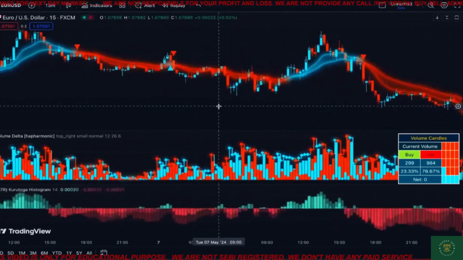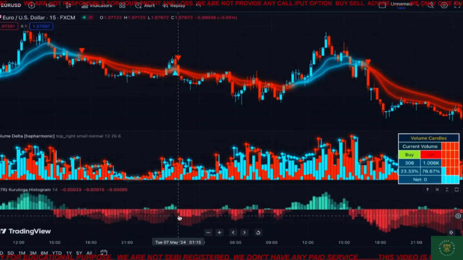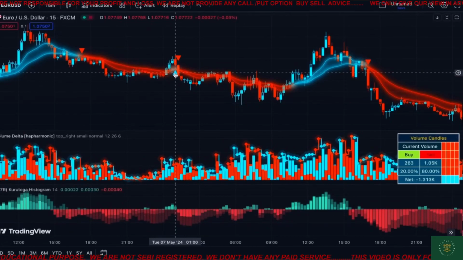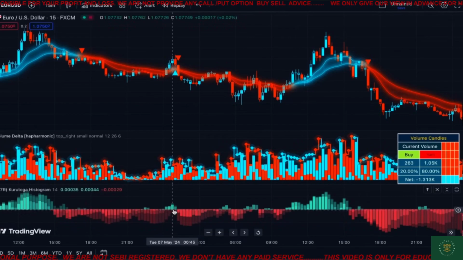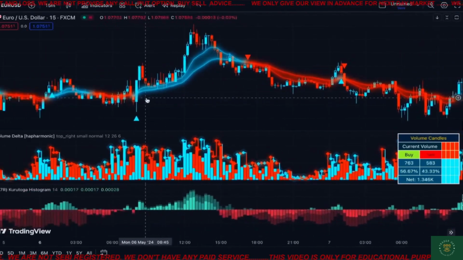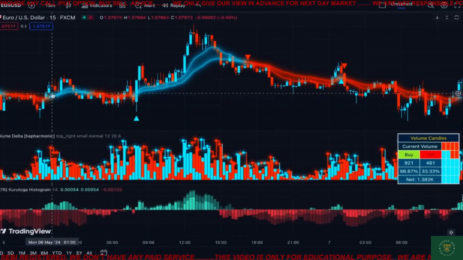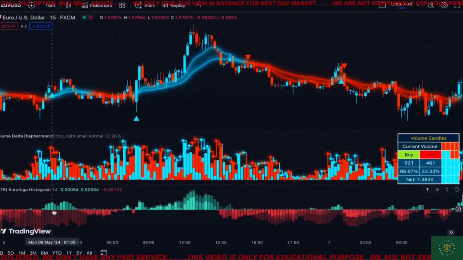Moving back on the chart, the sell signal here is also confirmed because we only have red bars, but this buy signal is not confirmed because we have both green and red bars at the same time. This buy signal here is also confirmed, but this buy signal here is not confirmed because we have both green and red bars at the same time. As you can see, this shows a flat market.